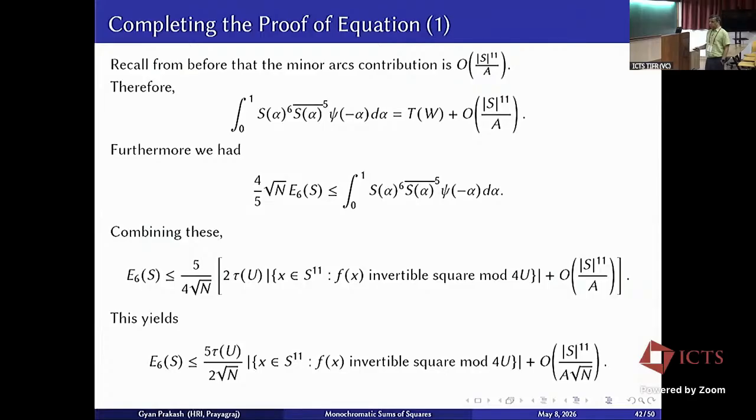Now I have to estimate this quantity. The trivial bound is S to the power 11. And what we want to prove is S to the power 11 by square root N into some small function, except that in front of this we have this tau of u, which is spoiling the game. So somehow we need to bound this S to the power 11 in a better manner so that we can get rid of this tau of u.